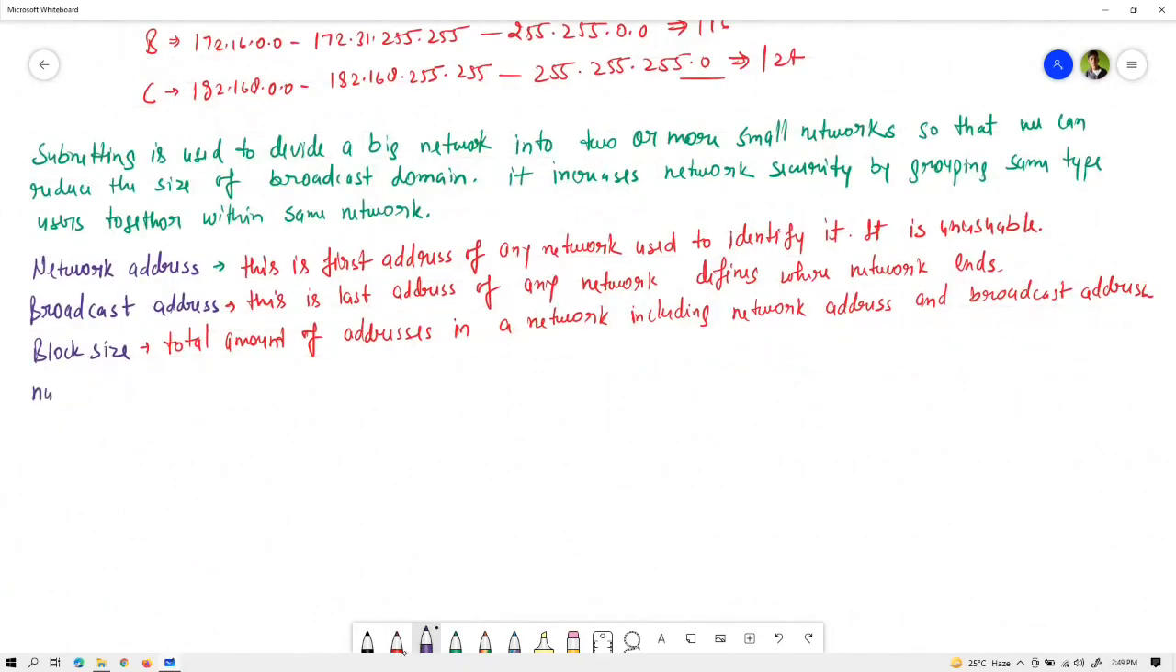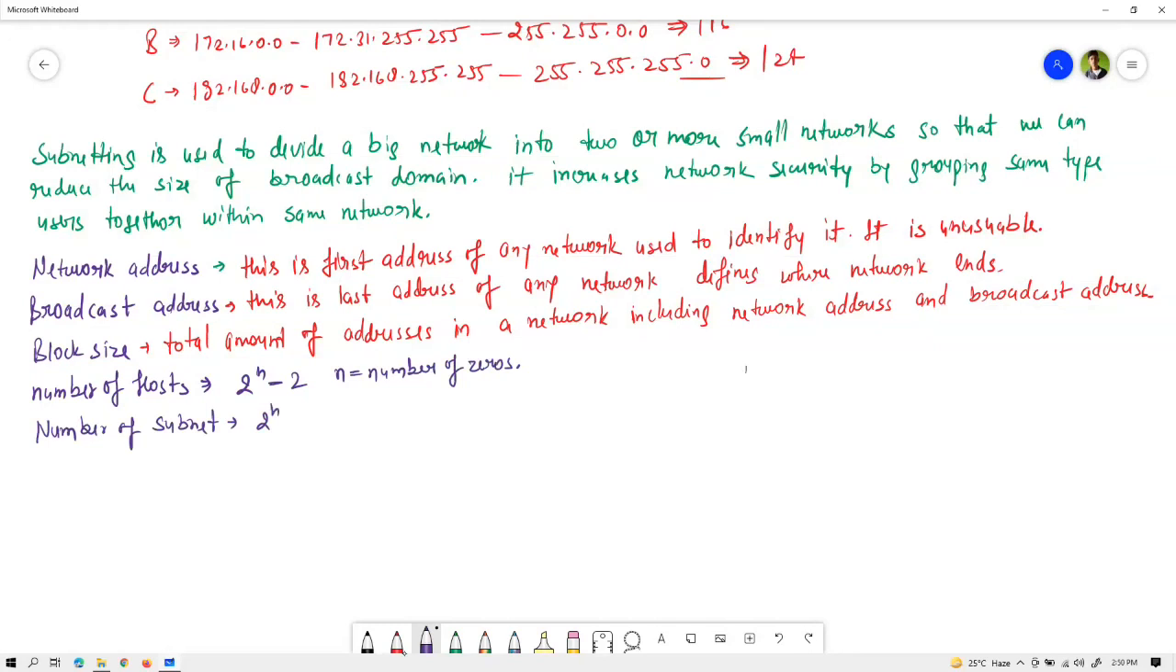Then number of hosts. For number of hosts, we use a formula 2 to the power n minus 2, and n is equal to number of zeros or available bits. Number of zeros. Then we have number of subnets. It is 2 to the power n.